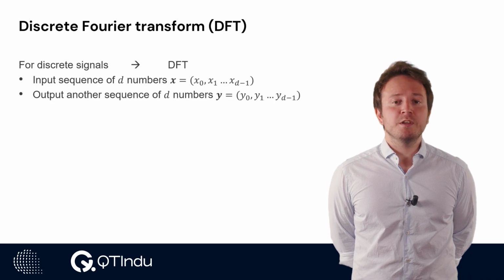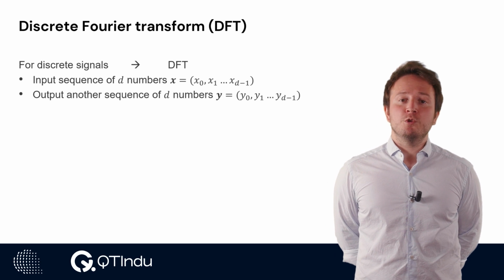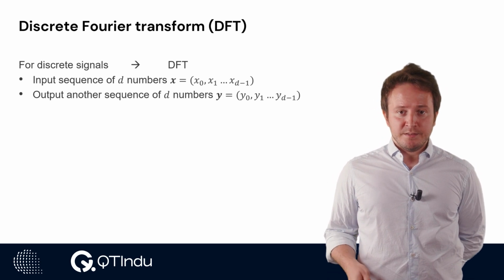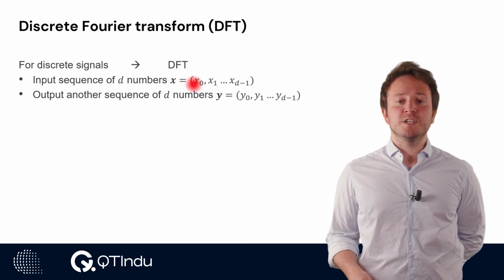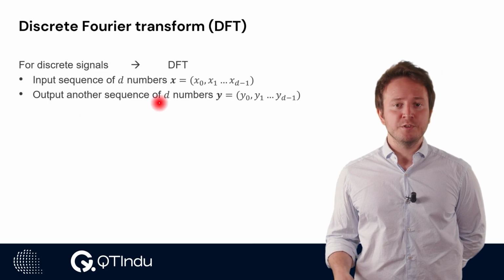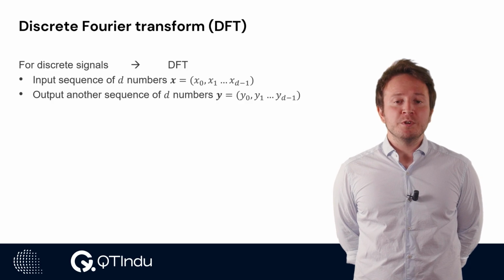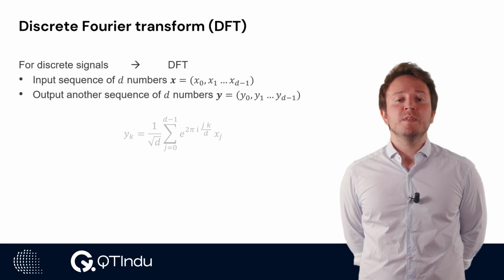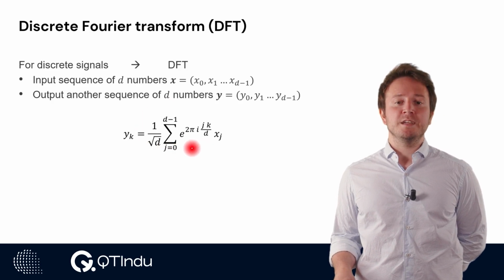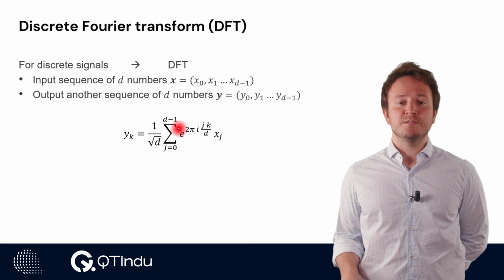For discrete signals, one can use the discrete Fourier transform. What the discrete Fourier transform, or in short DFT, does is that it takes an input sequence of d numbers that you can imagine being collected into a string of this form, and outputs another sequence of d numbers. So it takes an input x and outputs an output y. The rule for the transformation between x and y is that each of these numbers will be given by the sum over all the input numbers times a phase.